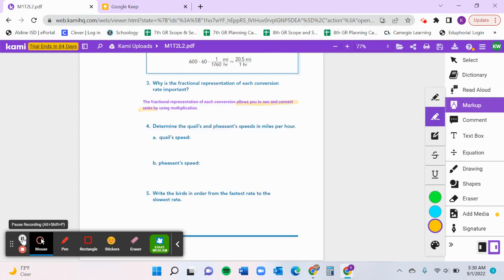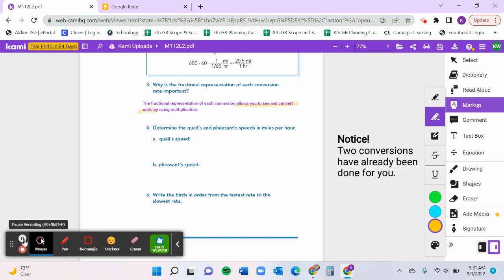You are now going to answer questions 4 and 5 on your own or with a partner. Number 4 reads, determine the quail's and pheasant's speed in miles per hour. Part A for the quail, part B for the pheasant. And question 5 reads, write the birds in order from the fastest rate to the slowest rate.